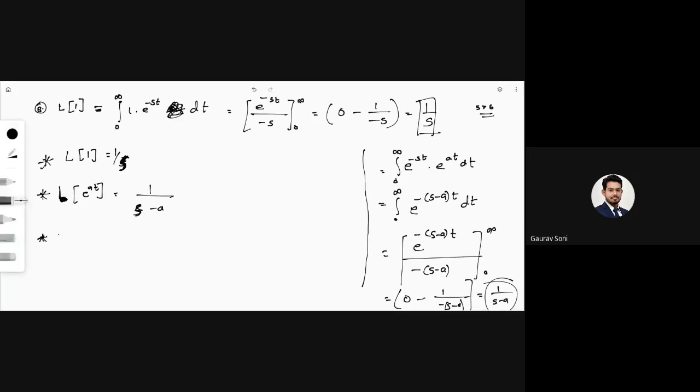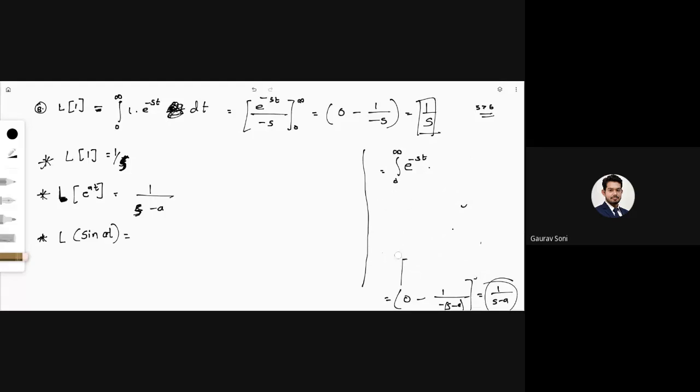Third one, Laplace of sine of at. Can anyone answer this? a by s square plus a square. Yes, a by s square plus a square. Very good.